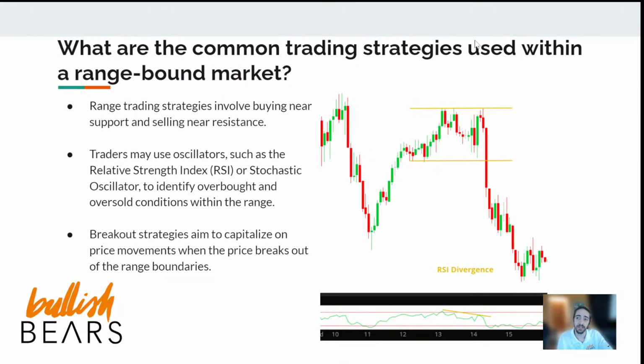What are common trading strategies used within range-bound markets? So here's where it gets fun, guys. Like we weren't having fun before. Range trading strategies involve buying near support and selling near resistance, as I've been saying. Traders may use oscillators such as the Relative Strength Index, which you might know as the RSI, or the Stochastic Oscillator to identify overbought and oversold conditions within the range.